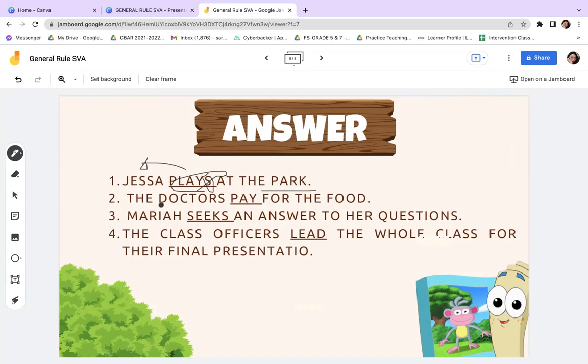Another one: the doctors pay for the food. You can see that the doctors is a plural subject. According to the rule, a plural subject takes a plural verb. So you have to understand that the verb used here is a plural verb. The plural verb pay is the appropriate one in the given sentence.